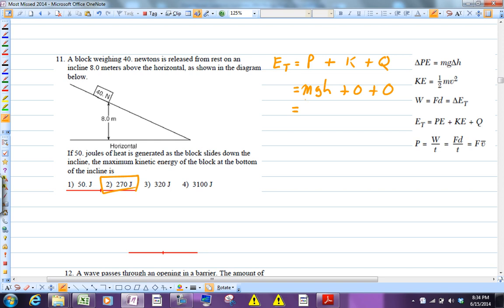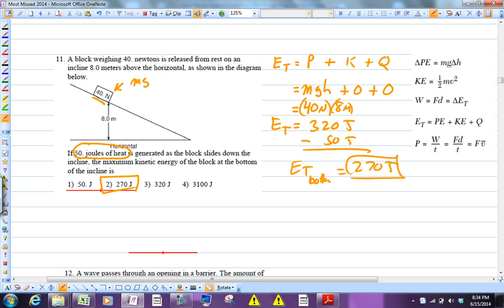And again, instead of giving us the mass and multiplying it by g, 9.81, they give us this, which is essentially mg, the weight force. So we can plug that in directly, 40 newtons times 8 meters. And we can see that in the beginning, we have a total energy of 320 joules. When we get to the bottom, you're told that you lost 50 joules to heat. So if you have 320 joules and you lose 50 joules, that gives you a total energy at the bottom of 270 joules.